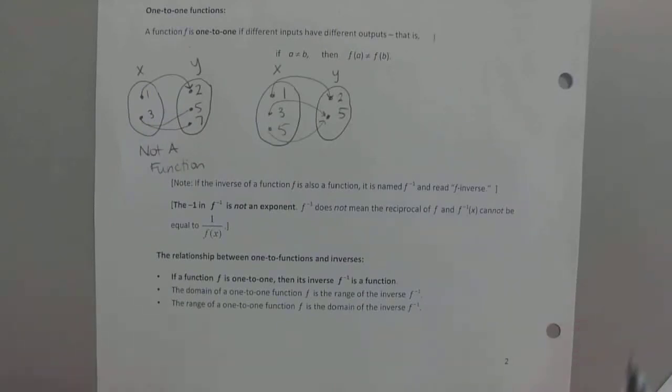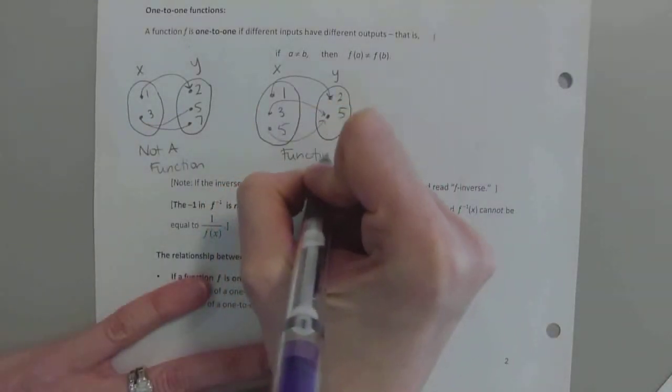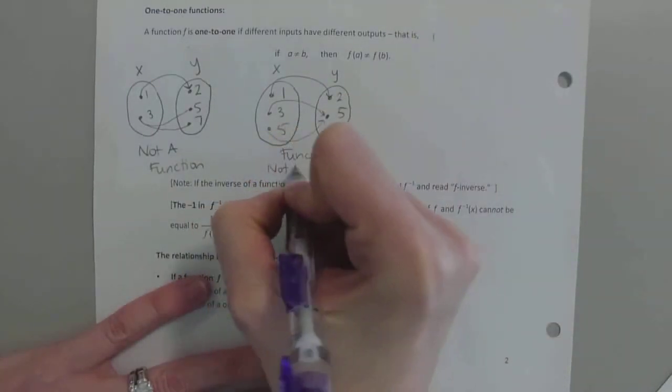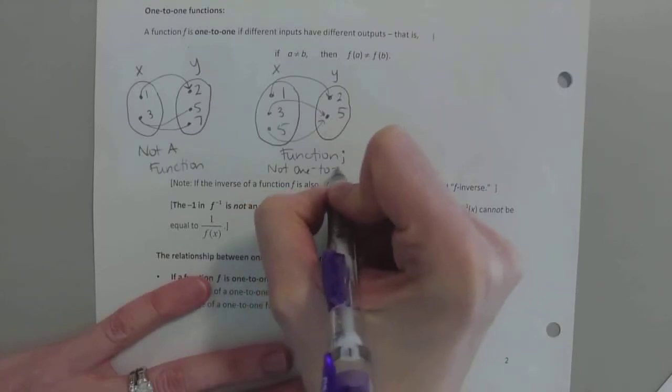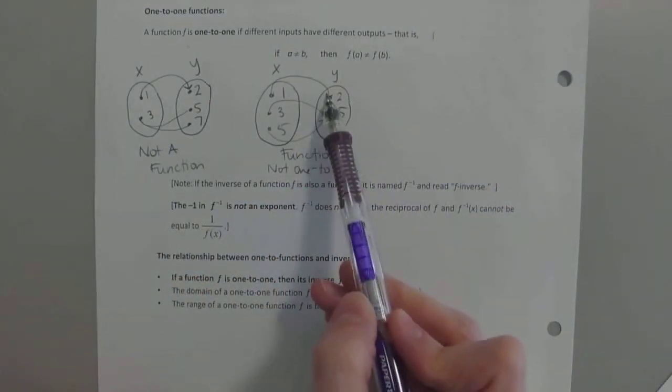So every x has one y. So 1 has 2, 3 has 5, 5 has 5. So even though 5 had 2 x's going to it, that's okay. So this is a function. So we'll write function. But we'll write semicolon, not 1 to 1.